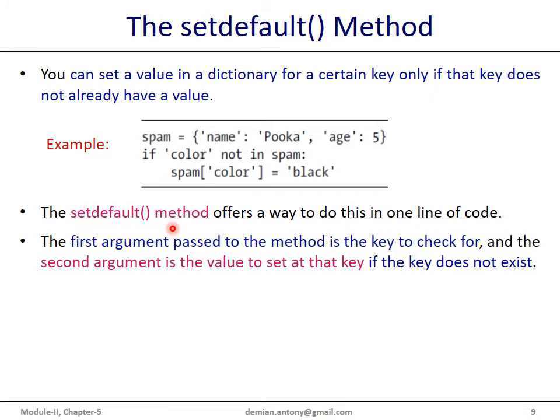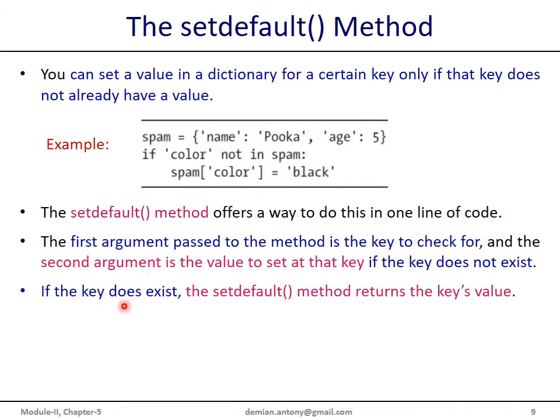This method takes two parameters like the get method. The first one is the key to check for, and the second argument is the value that we are going to set for the first argument, which is the key. If the key exists in the dictionary, then the setdefault method will return the key's value from the dictionary. Otherwise, it inserts the new key and its value, that's the second argument of the setdefault method.